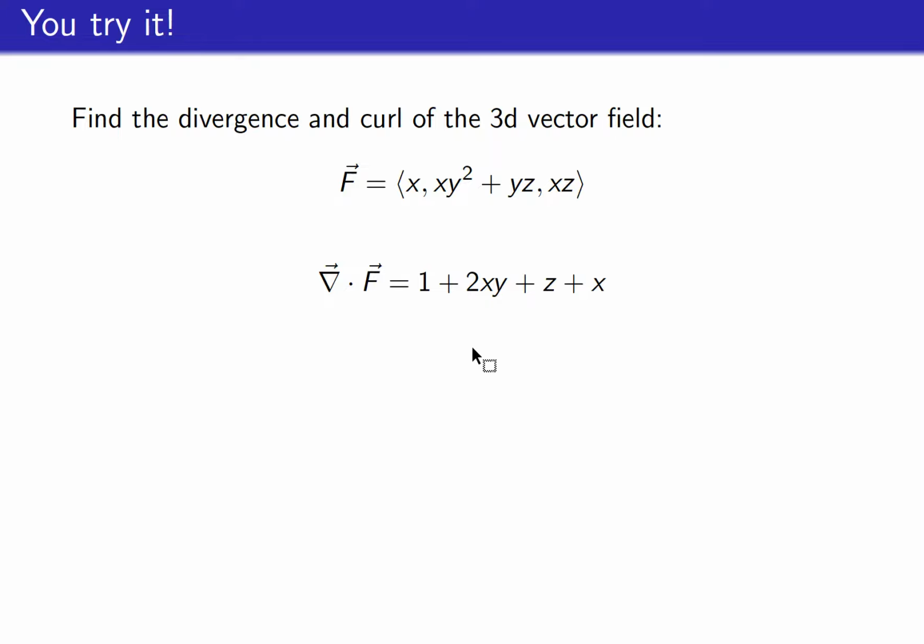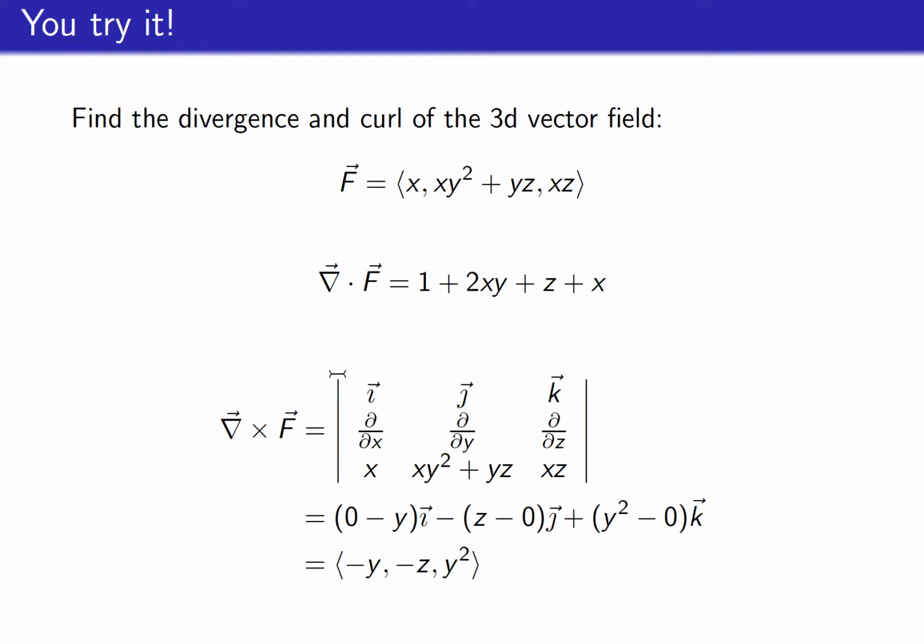And curl, we get this. So here's how we set it up. And we're going to get negative y, negative z, and y squared. Okay, so that's partial derivative of this with respect to y is 0. Partial derivative of this with respect to z is y, subtract. Anyway, this is how we do the curl.